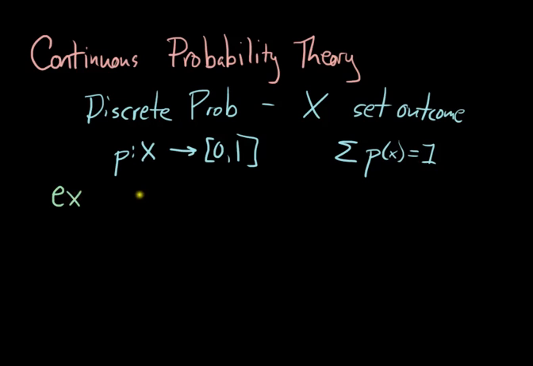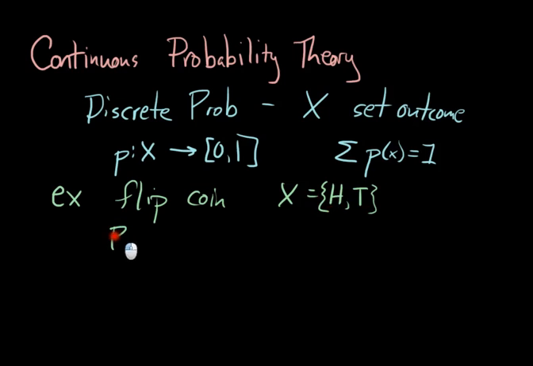So say if you flip a coin, well, in this case your x is either heads or tails, and the probability of both of them is 1/2.